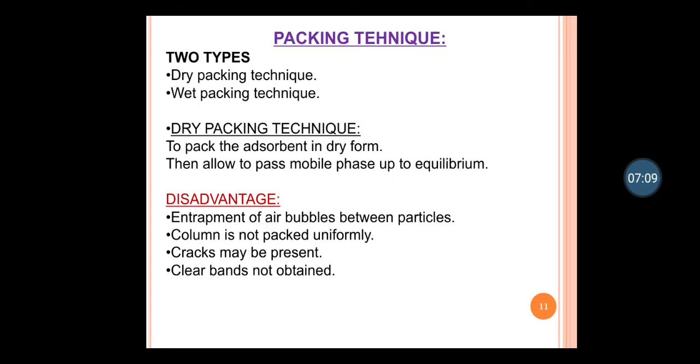The next topic is packing technique. Two types of packing technique are used: dry packing and wet packing. In dry packing, the adsorbent is packed in the dried form, then the mobile phase is passed up to the equilibrium process. This has disadvantages: entrapment of air bubbles between the particles, the column is not packed uniformly, sometimes cracks may be present, and it does not produce clear bands between the substances.